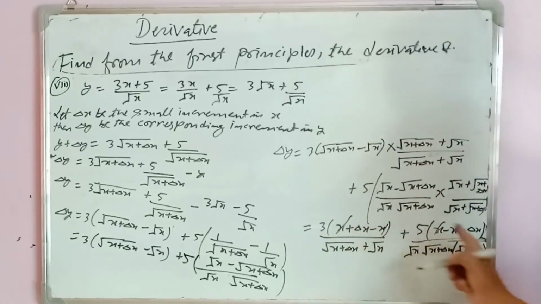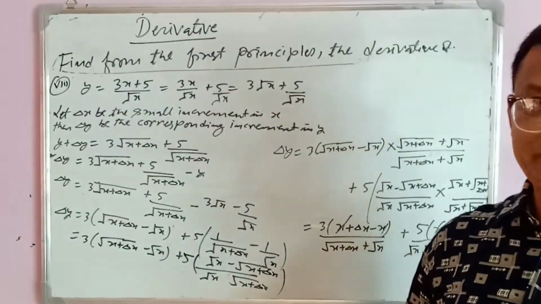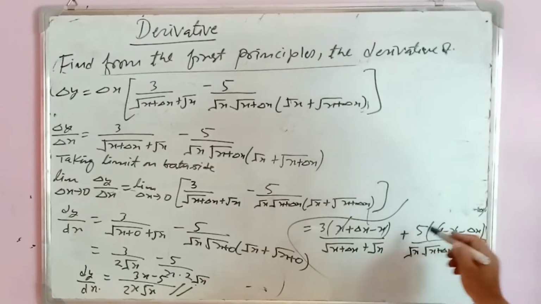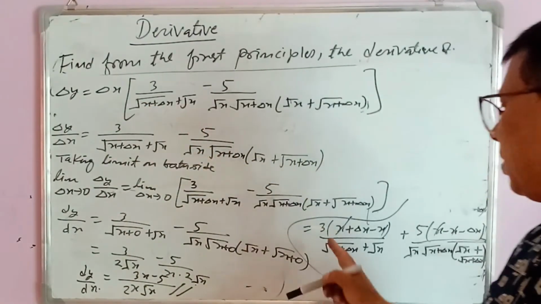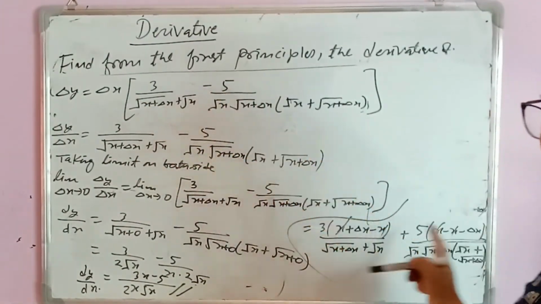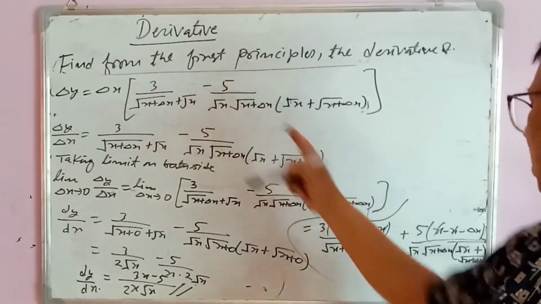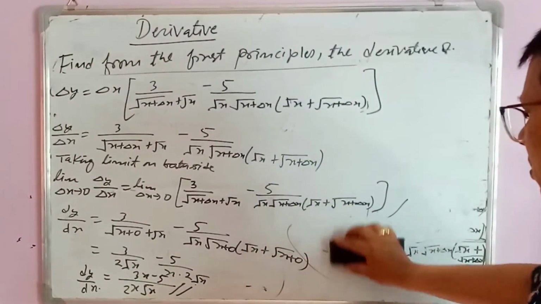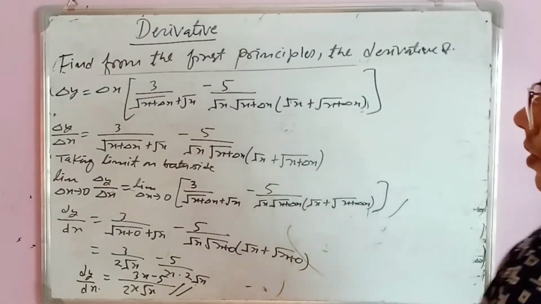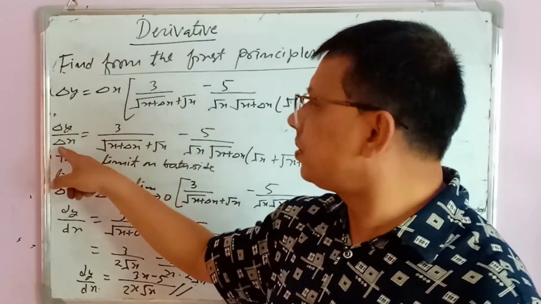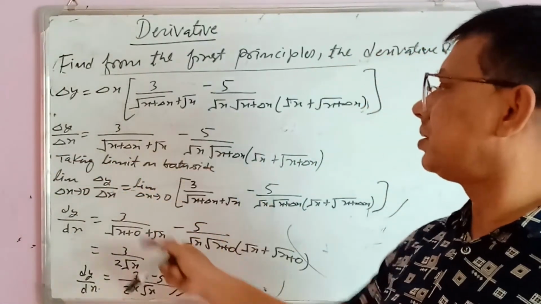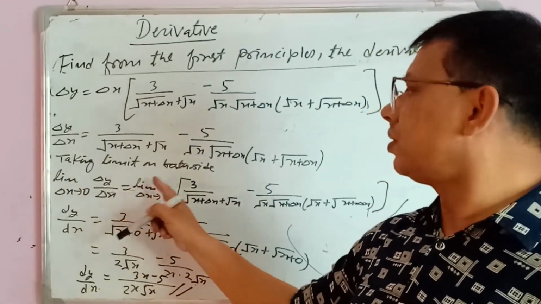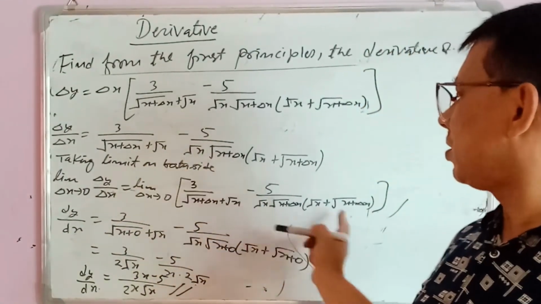We can take delta x and delta x common. Now here delta x, here also delta x, we can take delta x common. Remaining will be 3 by this minus plus minus 5 by this all. Now this delta x transferring down, then remaining this, taking limit on both sides, limit delta x tends to 0, delta y by delta x equal to limit delta x tends to 0, this all copy.